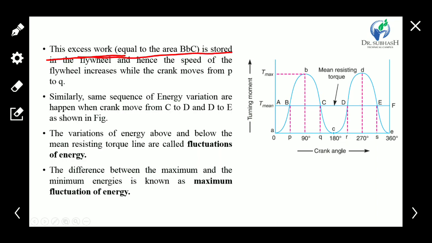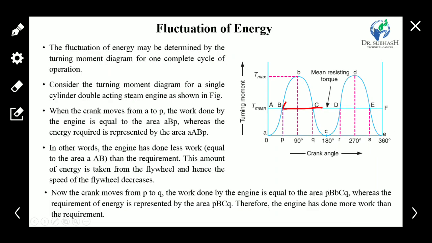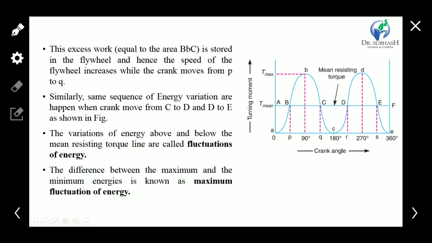So the excess amount of work is stored in the flywheel, and the speed of the flywheel increases while the crank moves from P to Q. So we can say from the figure that when the crank moves from P to Q, the flywheel speed increases, and from A to P, the flywheel speed decreases. Similarly, the same sequence of energy variations happens when the crank moves from C to D and D to E, as shown in the figure. The same sequence of fluctuation of energies follows as earlier discussed.